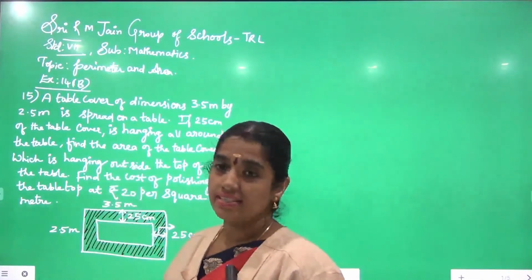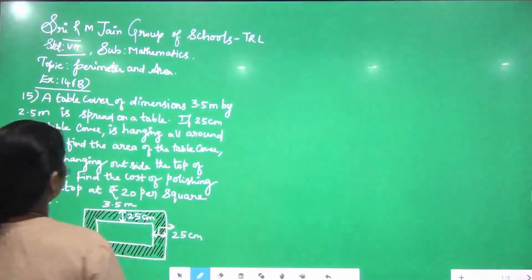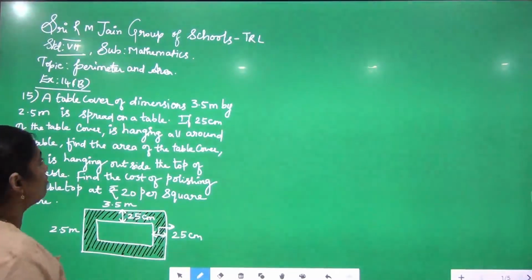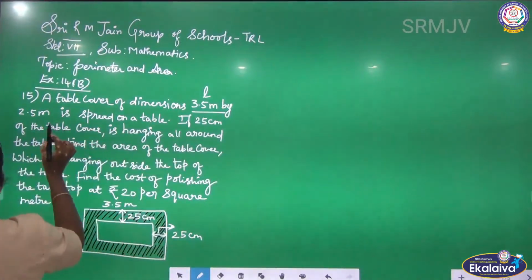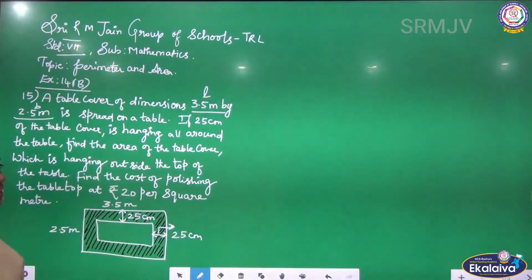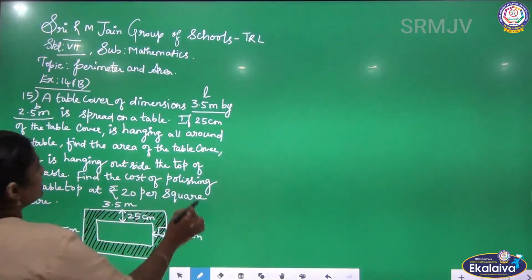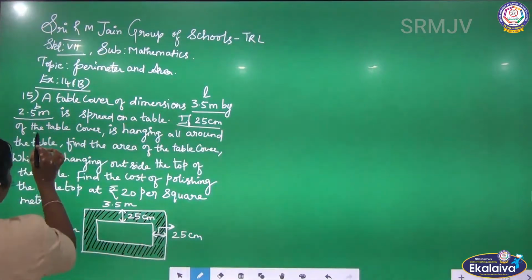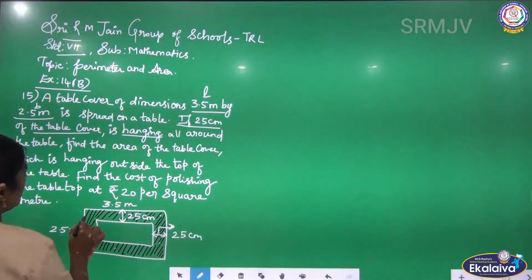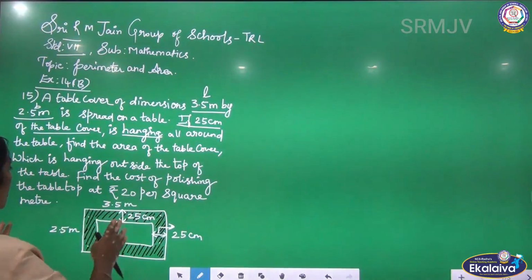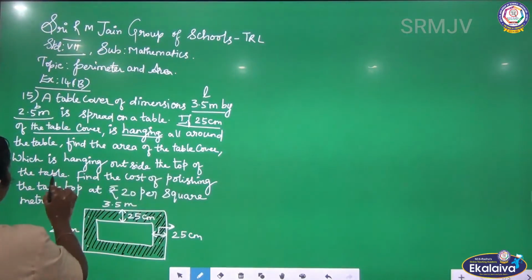Now I am going to discuss exercise 14B, 15th sum, children. Listen, a table cover of dimension 3.5 meter by 2.5 meter. This is the length of the table cover and this is the breadth of the table cover. It is spread on a table. If 25 centimeter of the table cover is hanging, see, hanging means this part, which is 25 centimeter hanging all around the table, outside the top of the table.